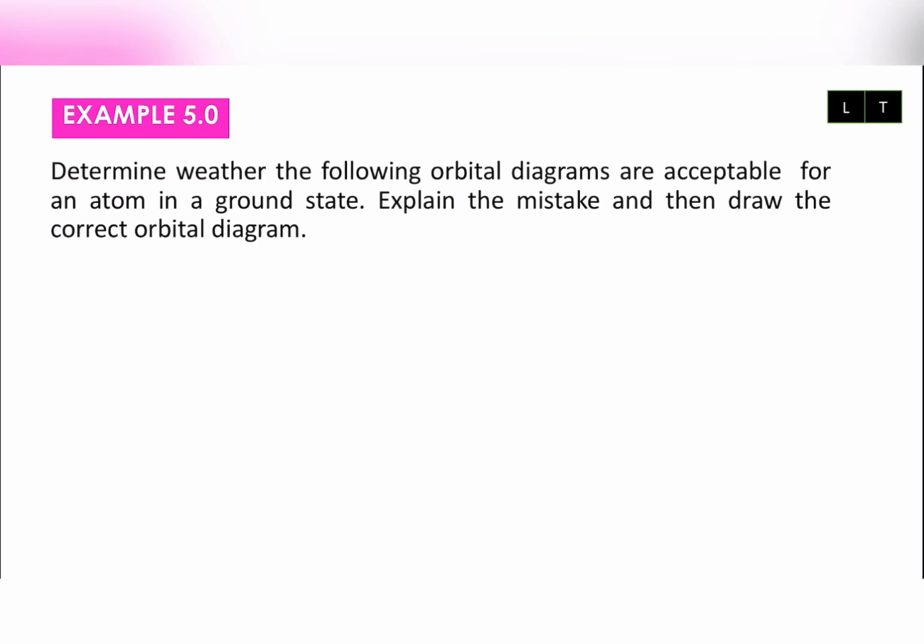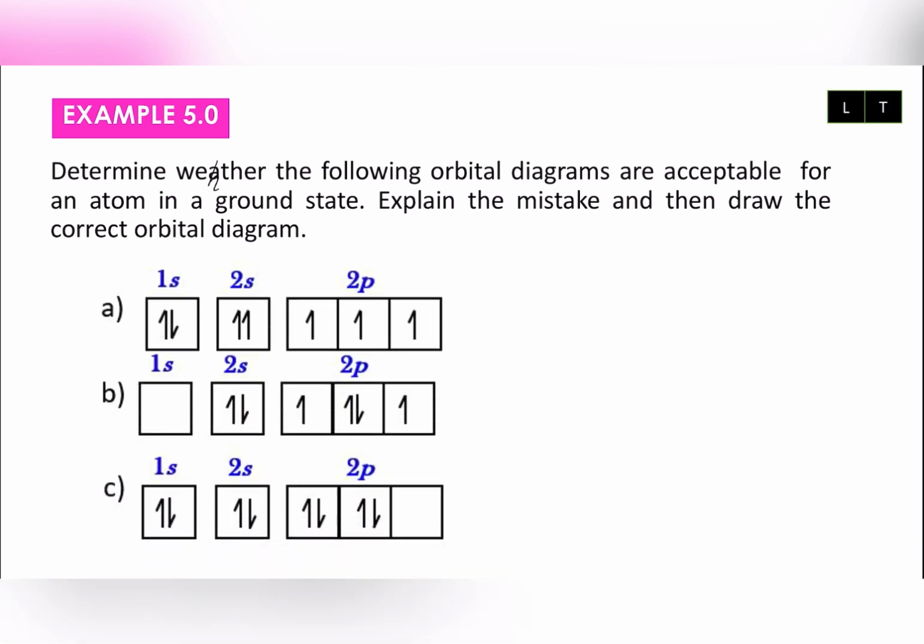In this video, I'm going to explain a bit based on 3 rules or principles that we've learned so far, where I'm going to use them in my question example 5. You have to determine whether the following orbital diagrams are acceptable or not for an atom in a ground state, which means this is an atom without any charges. And you have to explain if it's wrong and then draw the correct orbital diagram. So I have 3 questions here. Let's focus one by one.